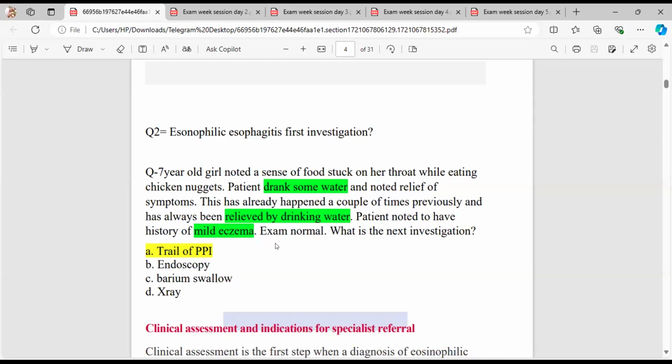In this question, this is eosinophilic esophagitis. I agree with this. And endoscopy is the diagnostic test of eosinophilic esophagitis. I also agree with this. But here they are asking the next investigation. This question is not like that. This patient comes with these symptoms, but here it is only that food is stuck in the throat and then it is relieved with drinking water, and we are considering that this is eosinophilic esophagitis. But as RACGP says, if a patient comes to you with these symptoms, your first step will always be a trial of PPI. Now I will give you some explanation, some points.